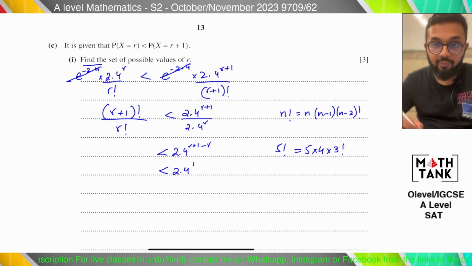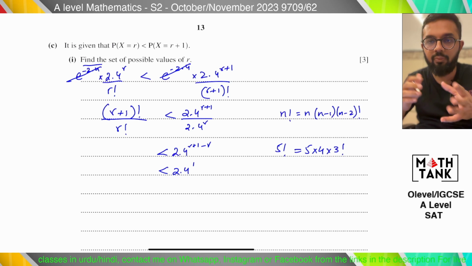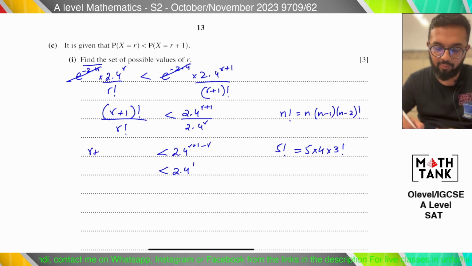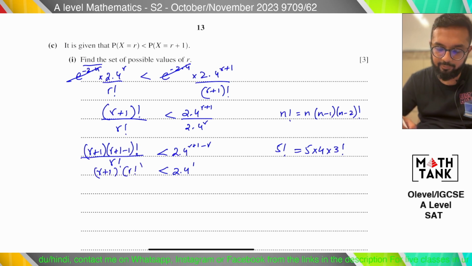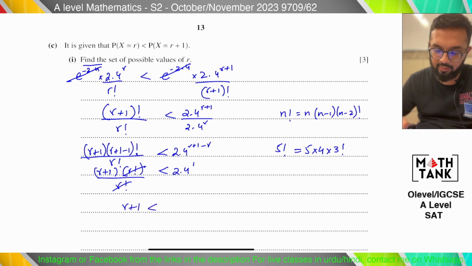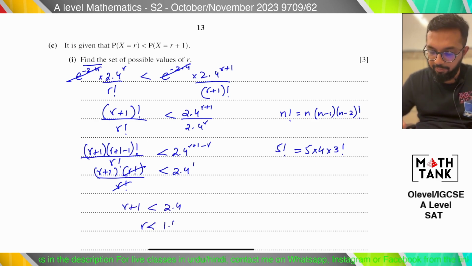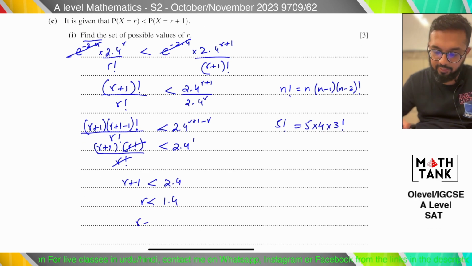Similarly, r plus 1 factorial will become r plus 1 into the next bracket reduced by 1, which is r plus 1 minus 1, and I can put a factorial at the end. Why am I doing this? Because this will help me cancel out the denominator. This becomes r plus 1 into r factorial over r factorial. So r plus 1 is less than 2.4, r is therefore less than 1.4, so r can be 0 or r can be 1.